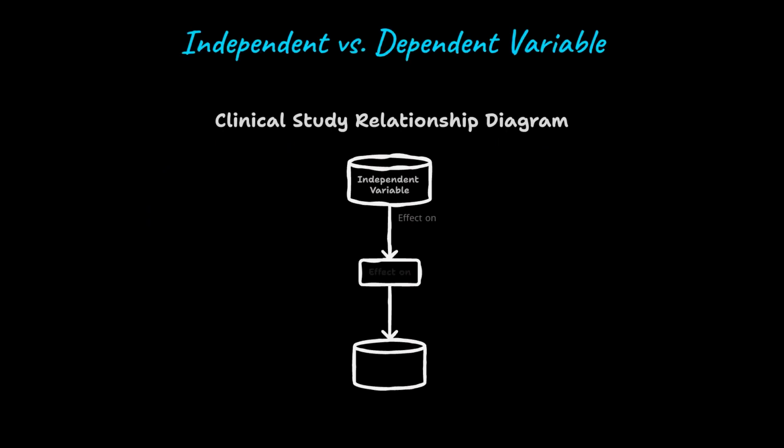Think of it as 2 sides of the research question. The independent variable is what the researcher varies, like assigning a new handoff protocol to one unit. The dependent variable is what gets measured in response, like medication errors.